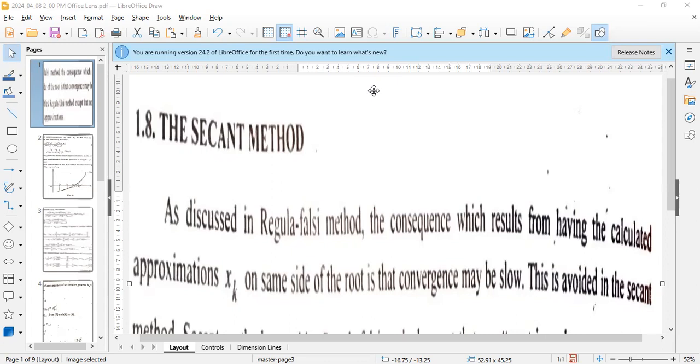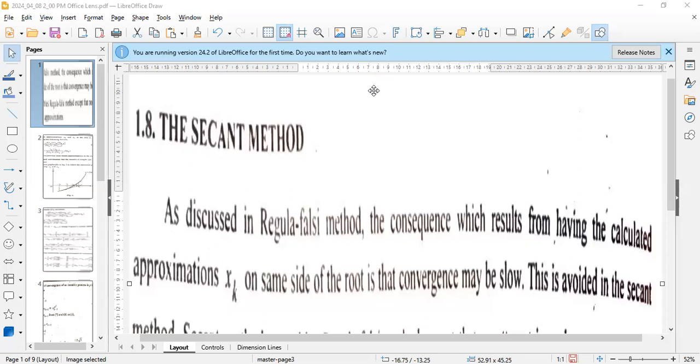Good morning, students. In the last lecture, we discussed the regular falsi method and its questions. Now, in this lecture, we will discuss the secant method and the Newton-Raphson method. And in the next lecture, we will discuss the secant method and Newton-Raphson method questions.